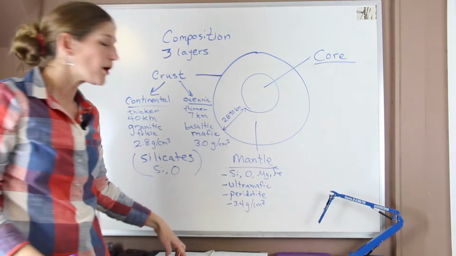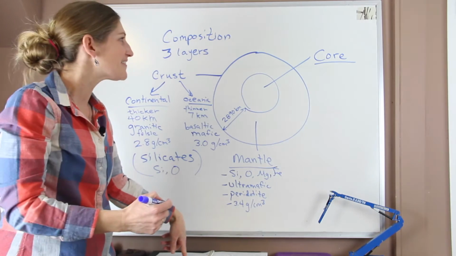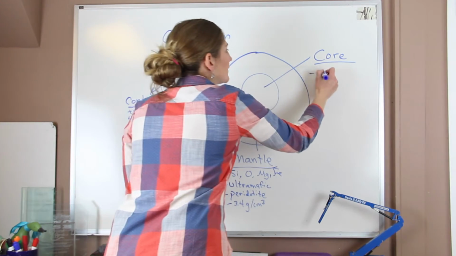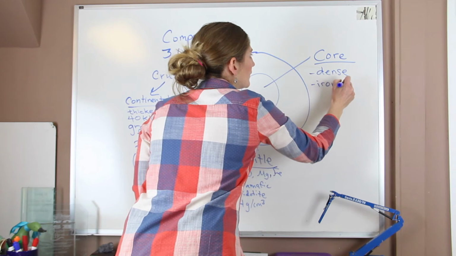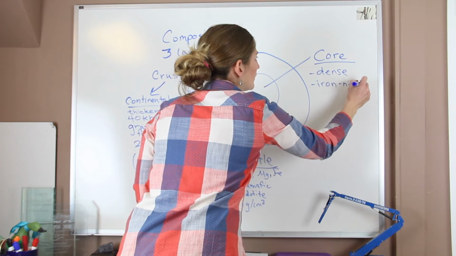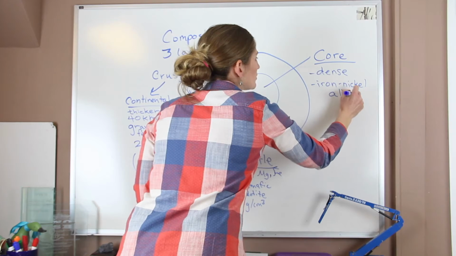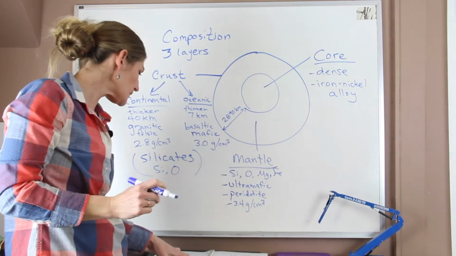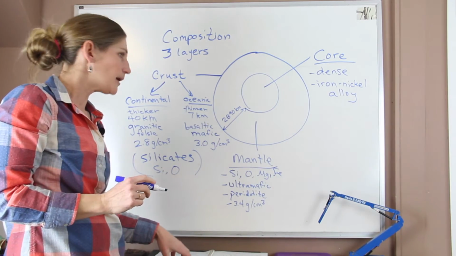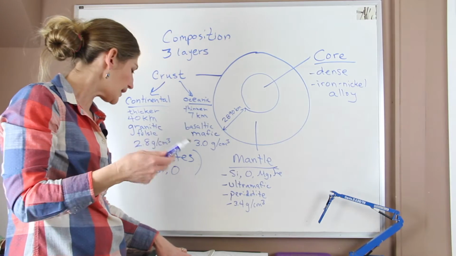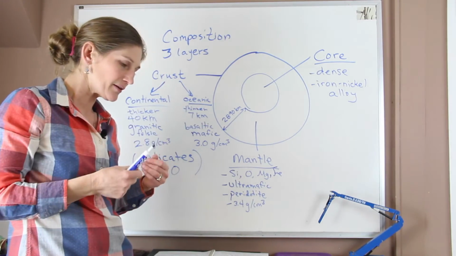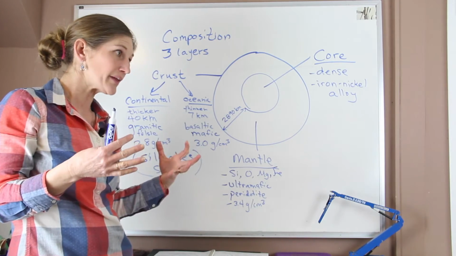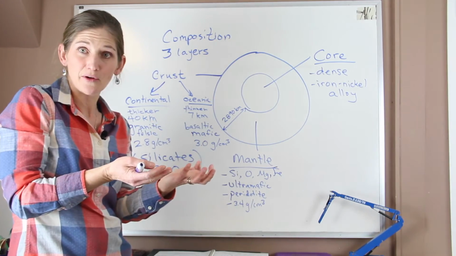All right. Our core is the densest layer inside of the Earth, and we'll just write it's very dense. It's an iron-nickel alloy, so it's a mixture of iron and nickel. More iron than nickel. And the data for that comes again from different meteorites that we found that have landed on the Earth, and they go and look at it. They're very dense. It's actually part of how they find them.